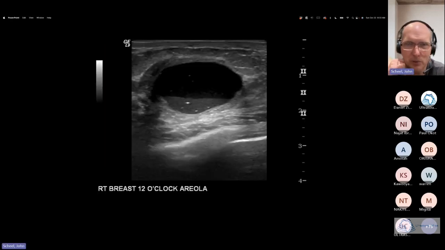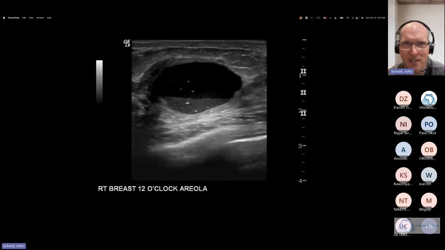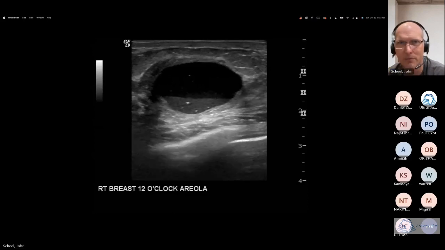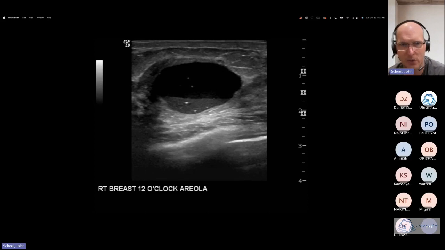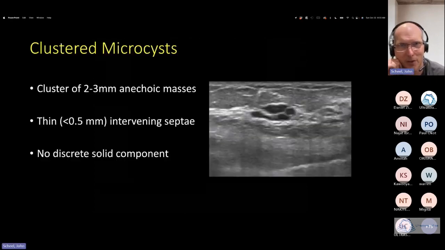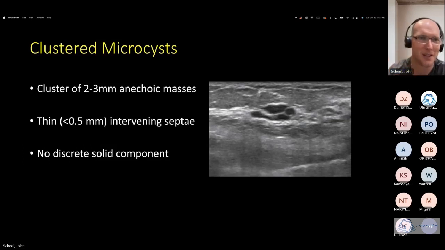Here's an example of what that looks like. When you shake the cyst, you can see this debris moving around. Hopefully you guys can see that. When you see that, you can call it BI-RADS 2. This is a cyst. And I have to thank my colleague, Dr. Diana Lamb at the University of Washington, for sharing that with me. It's one of the most satisfying things to see in breast imaging, in my opinion.